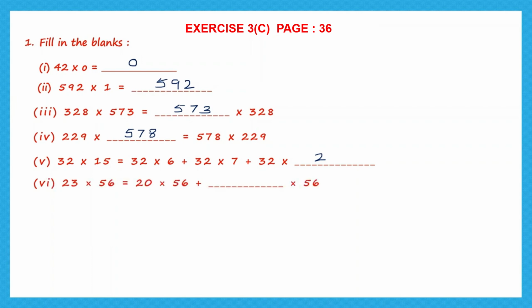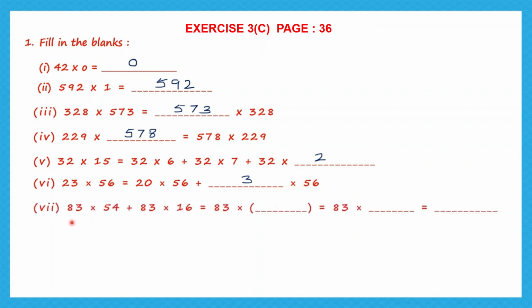Question 6. 23 into 56 is equal to 20 into 56 plus dash into 56. So 56 remains the same. We have used the distributive property, 23. Now from 23, only 20 has been taken. So what is left? 20 plus what will give us 23? 3, isn't it? So here we'll write 3 into 56. So 23 into 56 has now become 20 into 56 plus 3 into 56.